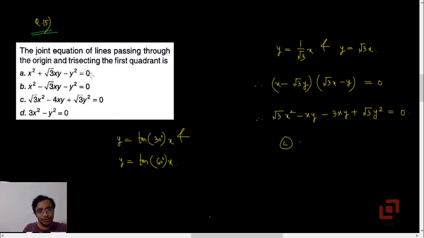Question number 15. The joint equation of the lines passing through origin and trisecting the first quadrant is. Now what do we mean by trisecting a quadrant? Let's draw the figure. The angle which the first quadrant subtends at the origin is clearly 90 degrees. So we need to now draw two lines.